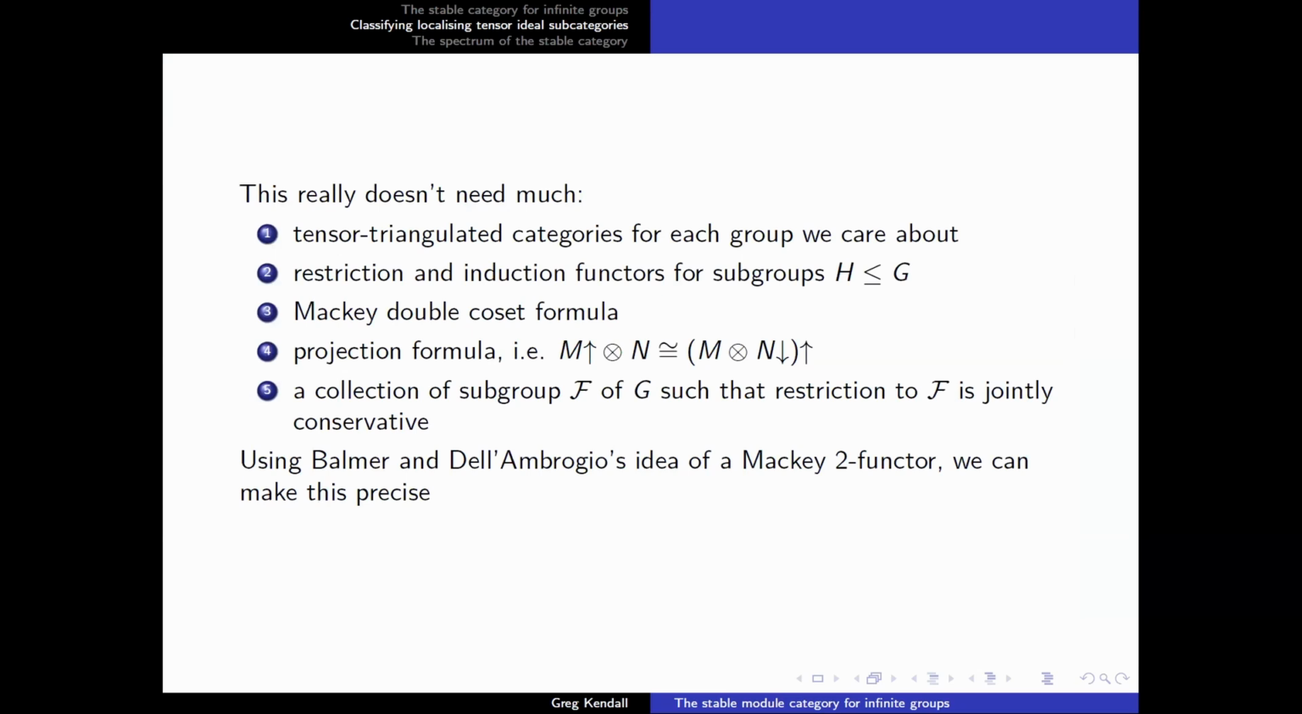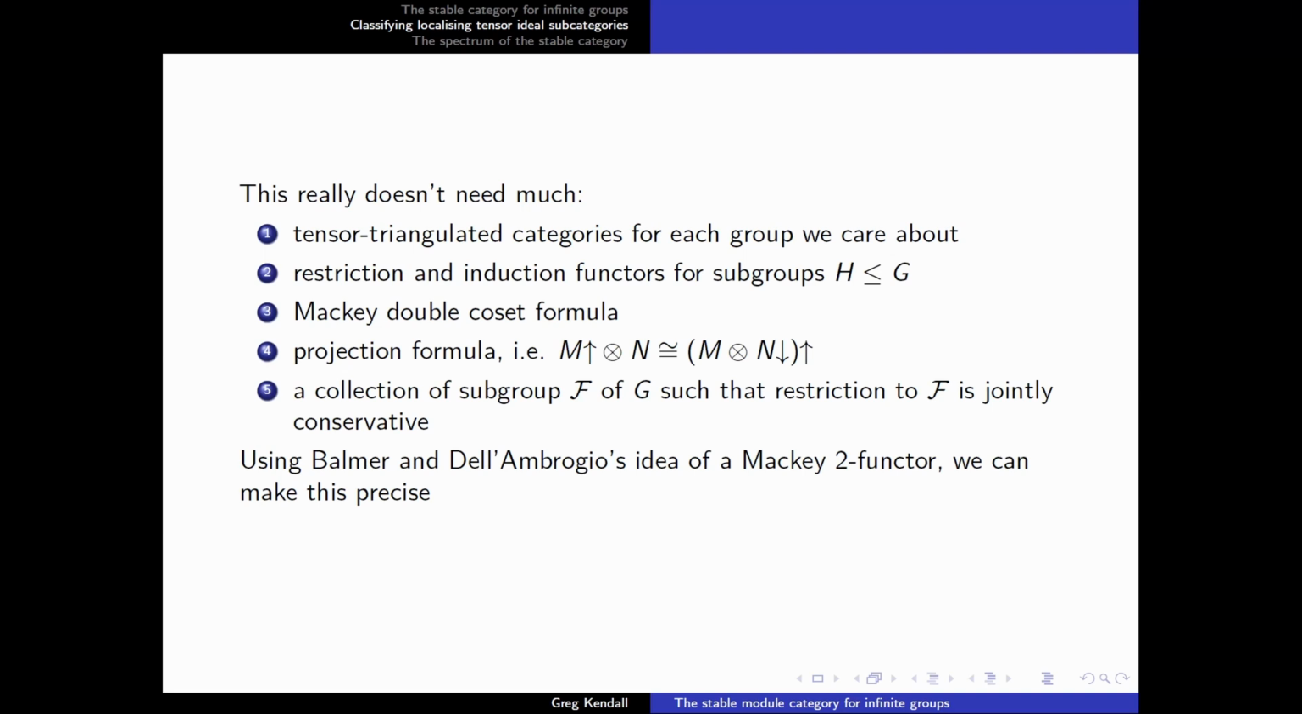And so this is my very brief part on the higher structures. What we need for this proof to work is categories for all the groups. We need this restriction-induction adjunction. We need this Mackey formula. We need a projection formula, which just means the tensor product behaves nicely with restriction and induction. And then we have this property that being zero is detected on finite subgroups, which we don't strictly need, but it makes things a lot nicer.